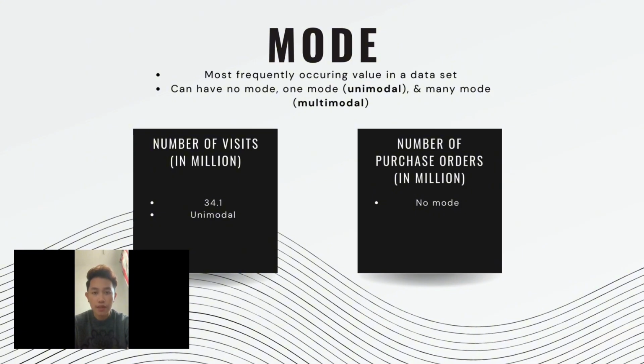For the number of visits, the mode is 34.1 million, making it unimodal. This implies that 34.1 million visits occurred most frequently in the dataset. In the case of the number of purchase orders, there is no mode, which indicates that no particular value stands out as occurring more frequently than others in the dataset. In conclusion, as we compare these measures of central location, we gain a nuanced understanding of the central tendencies, distribution, and frequency patterns within our datasets.